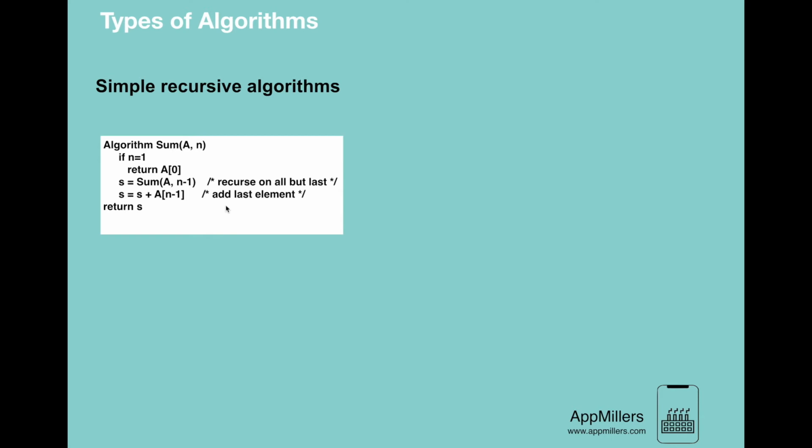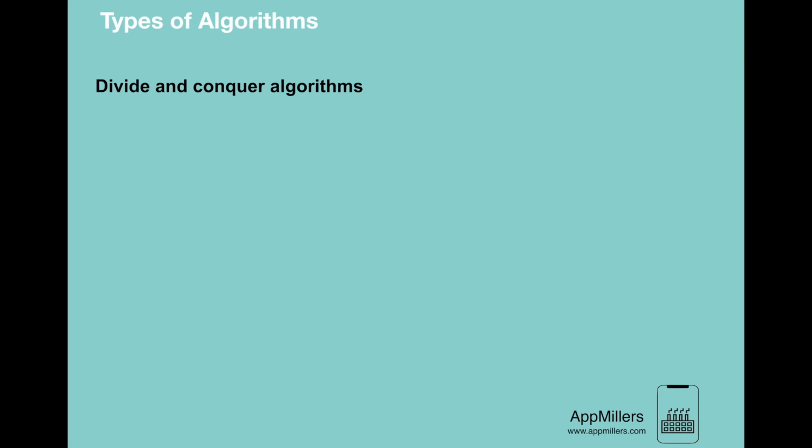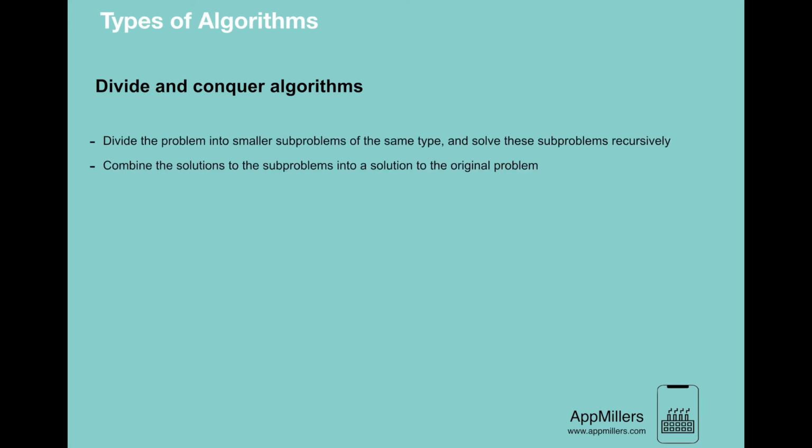The next type of algorithm is divide and conquer algorithms. This type of algorithm consists of two parts. The first part is that they divide the problem into smaller subproblems of the same type and solve these subproblems recursively. And the second part is that we combine the solutions to the subproblems into a solution to the original problem. Traditionally, an algorithm is called divide and conquer if it contains at least two recursive calls. Quick sort and merge sort algorithms can be examples of divide and conquer algorithms.